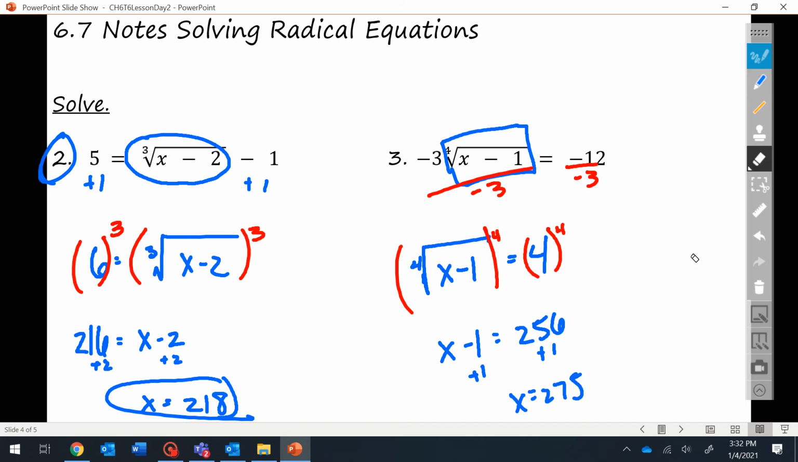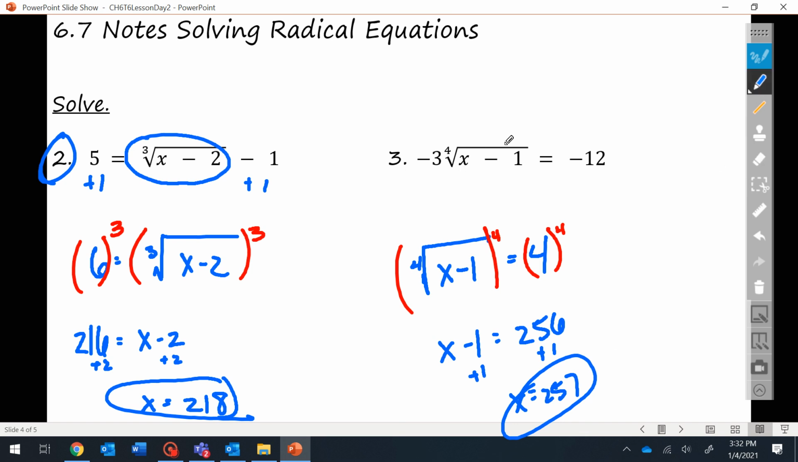Whoops, I got dyslexia here. Alright, let's check this in the original problem. Alright, 257 minus 1 is 256. The fourth root of 256 is 4, and negative 3 times 4 is negative 12. So this works in the original problem, x equals 257.